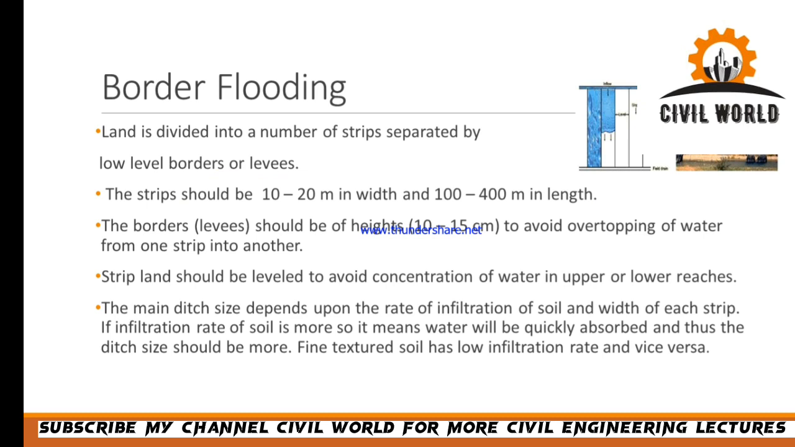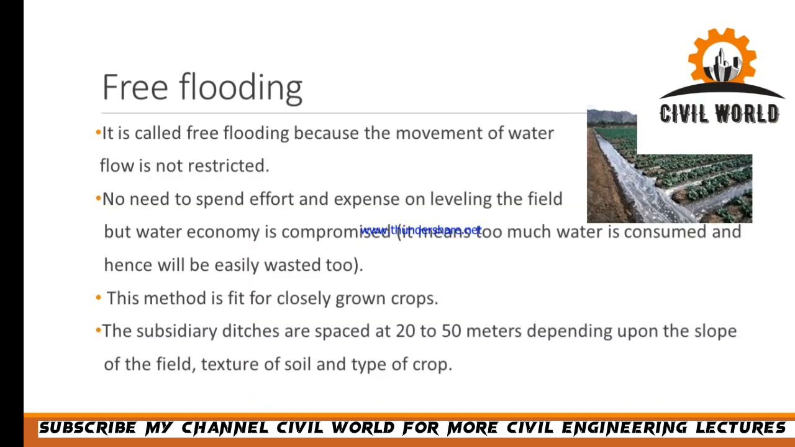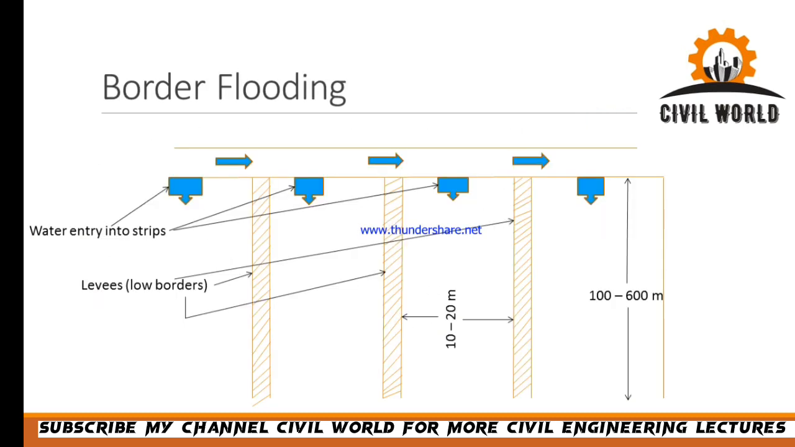अच्छा, border flooding में क्या है कि in border flooding, first of all, a diagram is drawn. Now in this again free water is applied in flooding form. Free water is applied to the field, but here we do something different. We divide the whole field into strips: strip 1, strip 2, strip 3, strip 4.